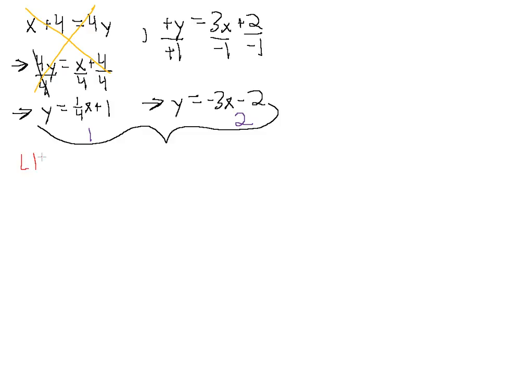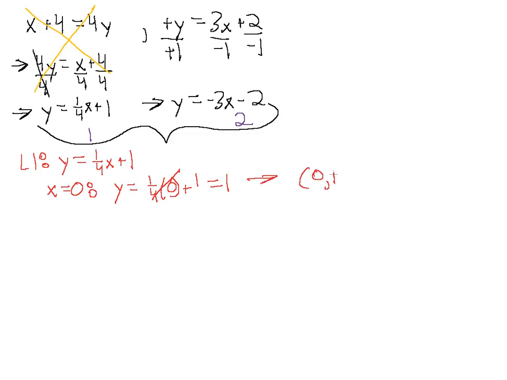Let's start with line 1, described by the equation y equals 1/4 x plus 1. Let's pick out some values. x equals 0 looks very good to me because that'll cancel out this fraction. So we have y equals 1/4 times 0 plus 1. That'll cancel, so we have y equals 1, which gives us our first point of 0, 1. Let's pick out a few more values.